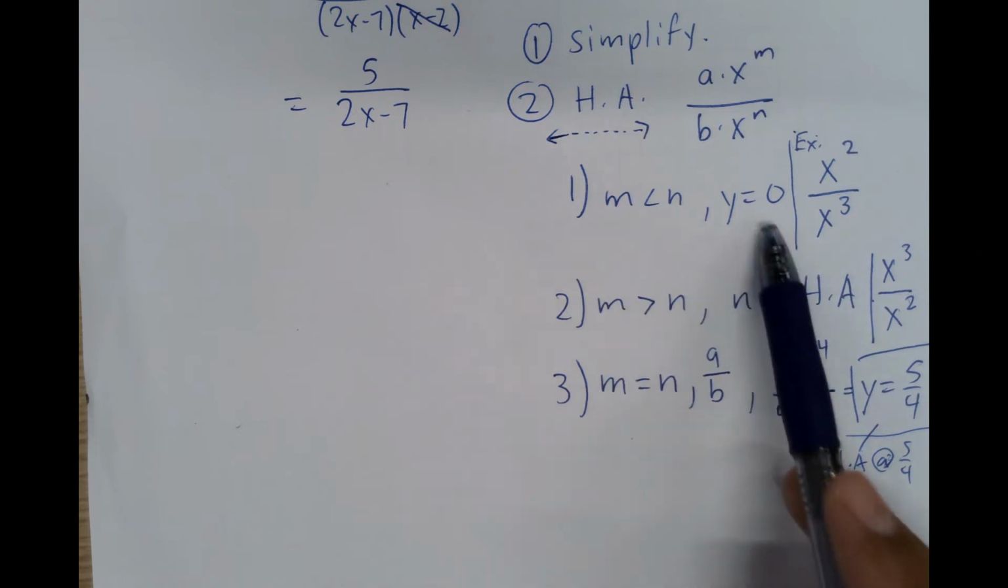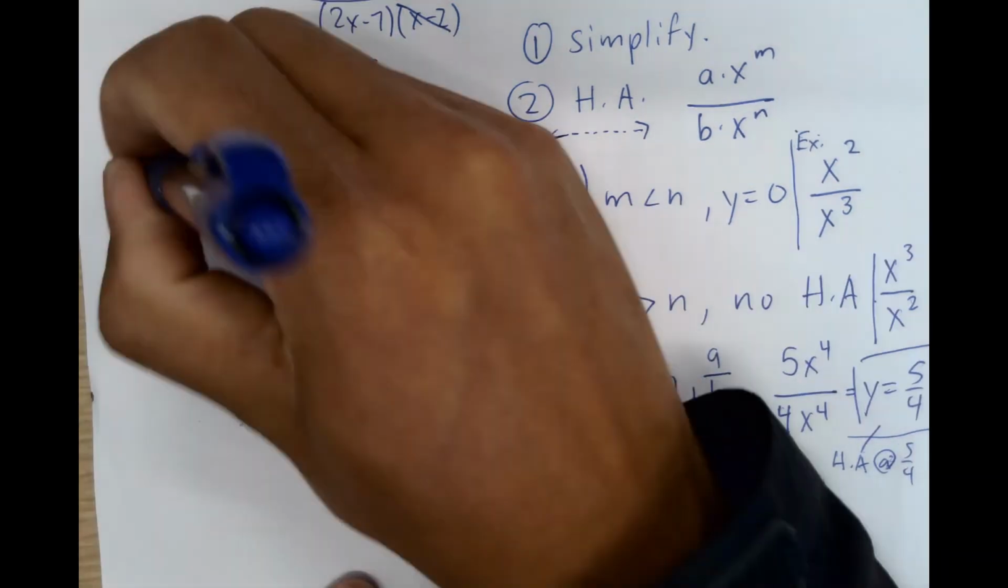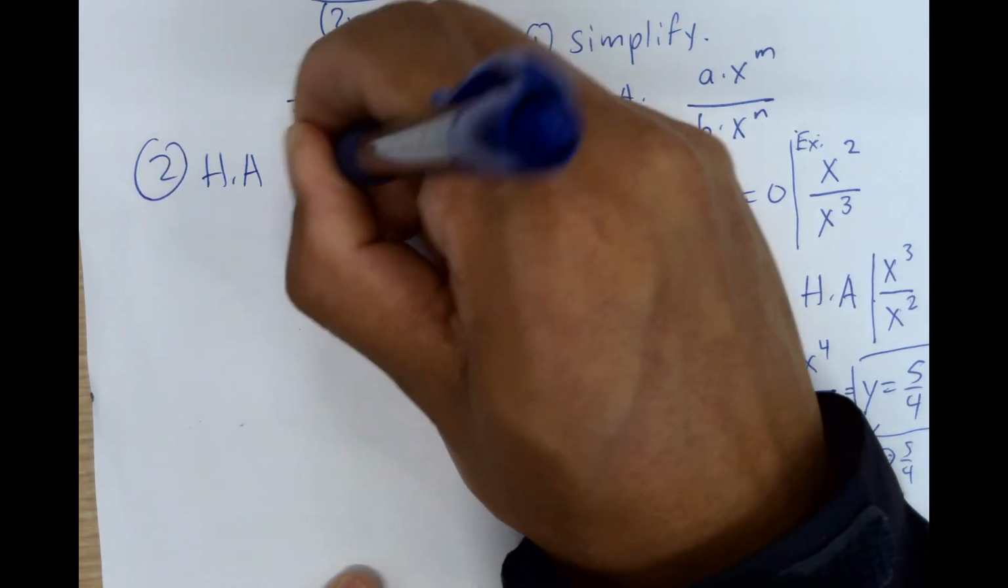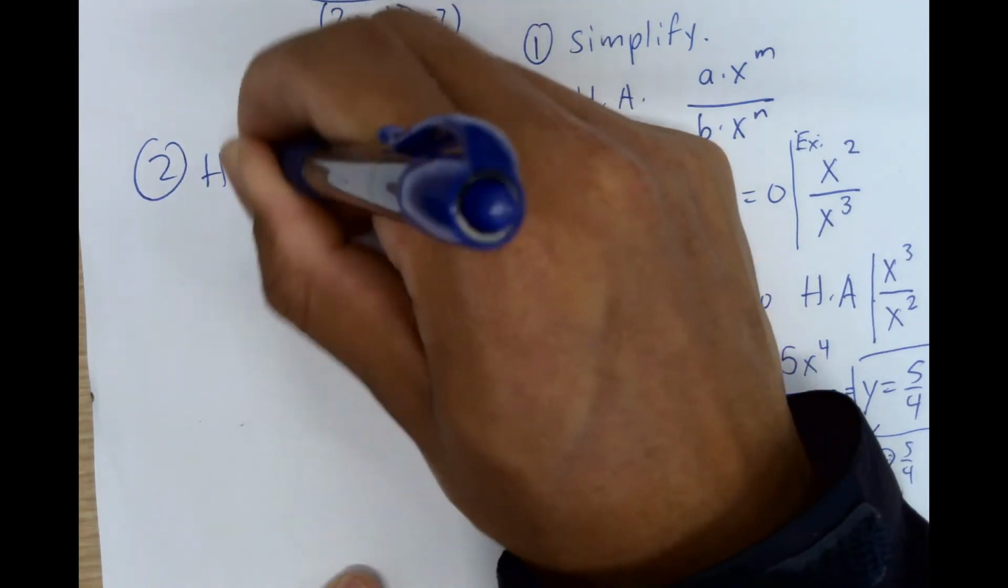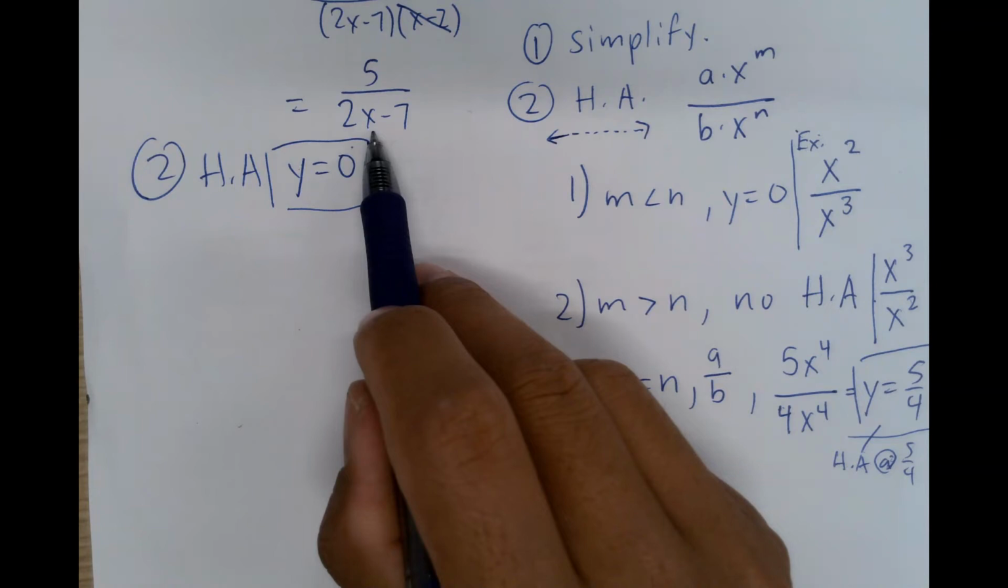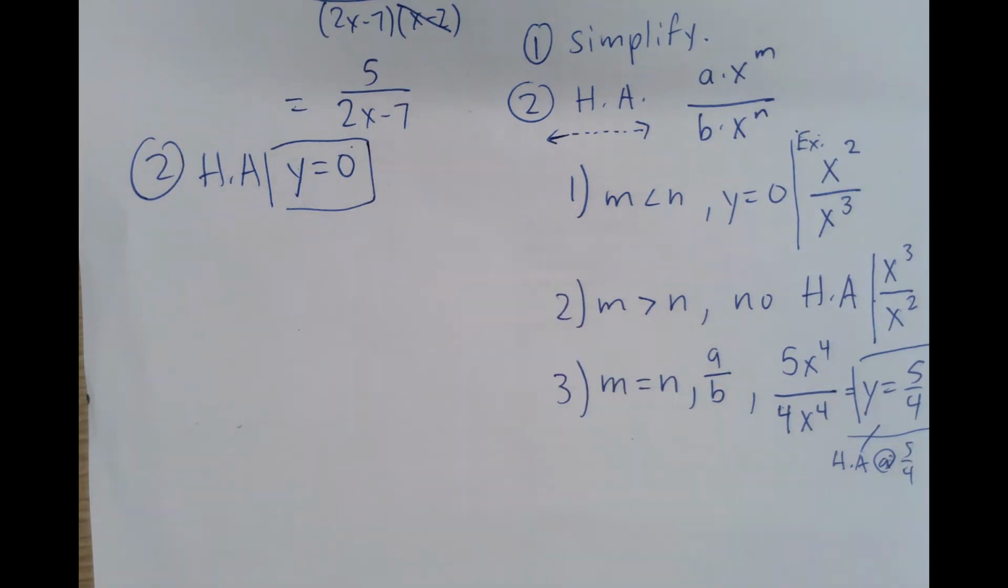So for this, our horizontal asymptote would be y is equal to 0. In this case, we look at the variable on the bottom, it's x, and we look on top, there is no variable, so that means you would think the variable is x to the 0 power, right? X to the 0 power.